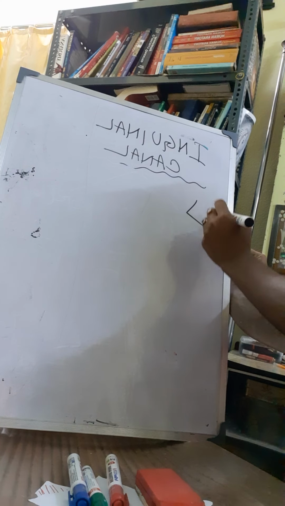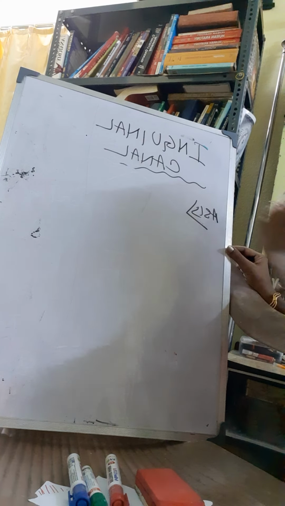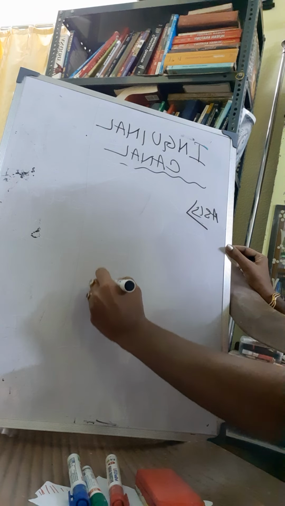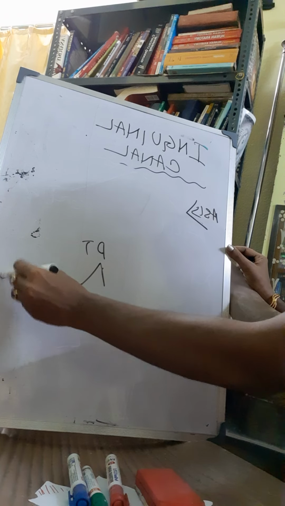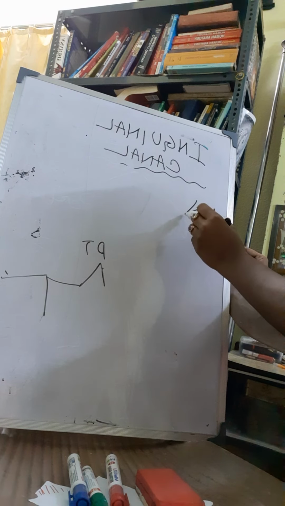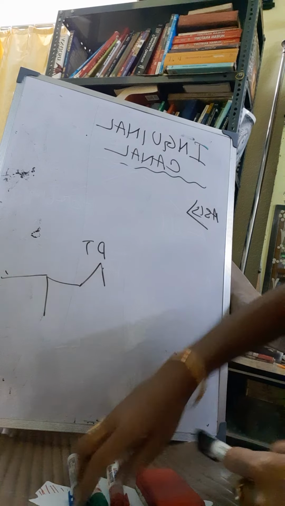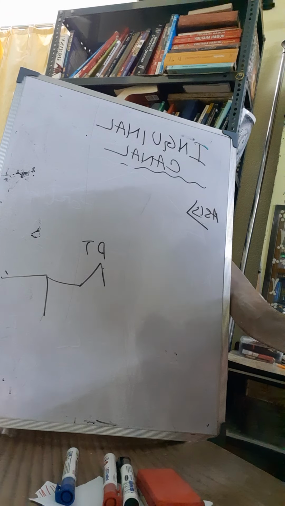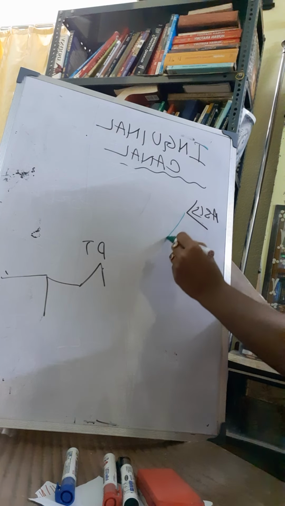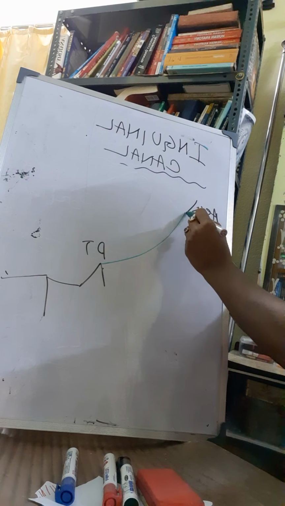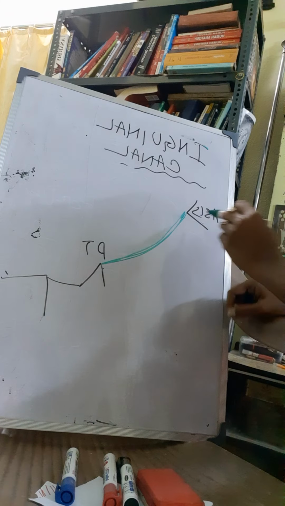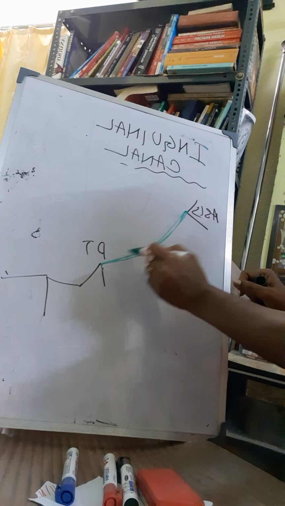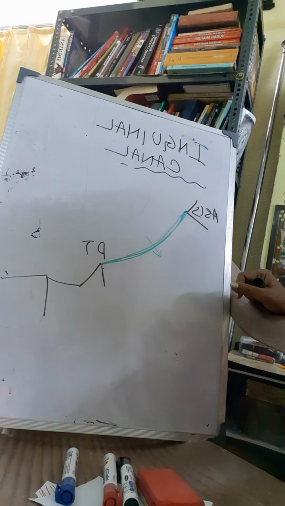Suppose this is the anterior superior iliac spine. This one is the pubic tubercle. This is the symphysis pubis, and the inguinal ligament is present like this. Right. So, the midpoint of the inguinal ligament is the midpoint between this end and this end. This is the midpoint of the inguinal ligament.